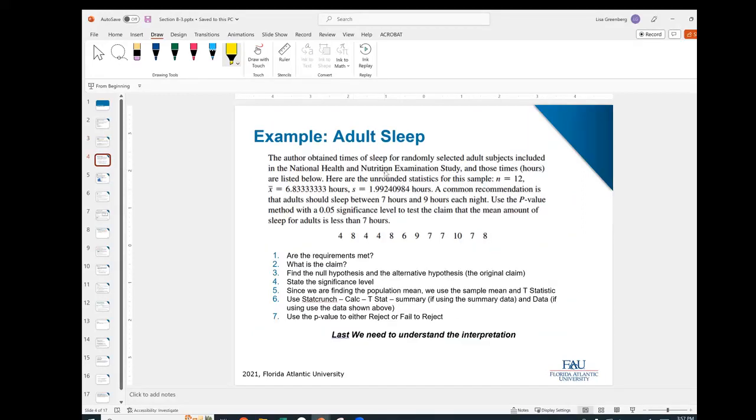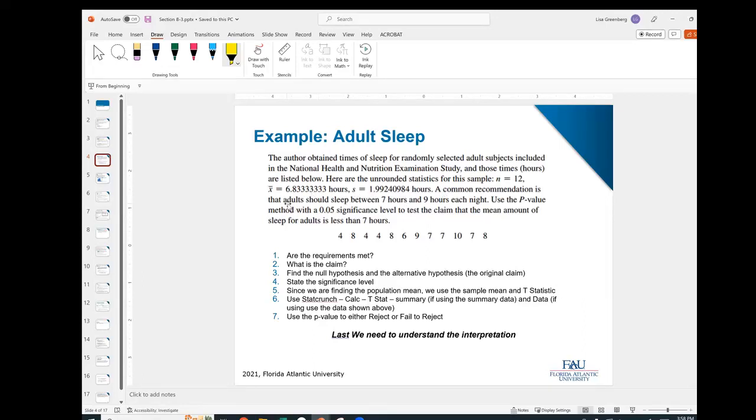So we have an example now. An author obtained times of sleep for randomly selected adult subjects included in the National Health and Nutrition Examination Study. And those times in hours are listed below. So they're right here. Here are the unrounded statistics for this sample, N equals 12. So we have X bar, S. So that's our sample mean and our sample standard deviation.